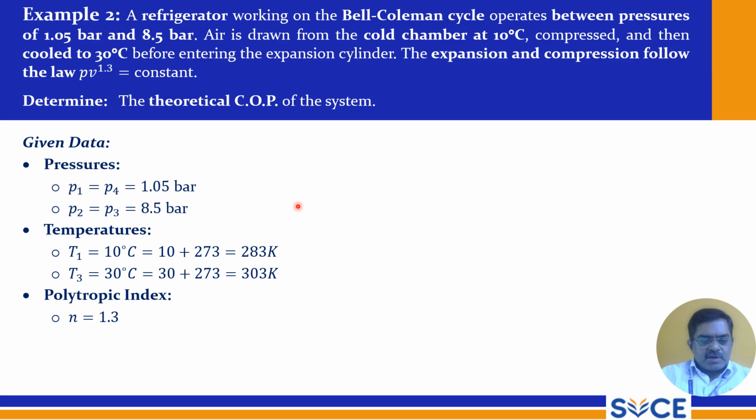So the given data are P1 equal to P4, that is 1.05, P2 equal to P3, that is 8.5 bar, T1 equal to 10 degrees Celsius equal to 283 Kelvin, and T3 equal to 30 degrees Celsius, that is equal to 303 Kelvin. So polytropic index n equal to 1.3 is given. So PV to the power n, 1.3, equal to constant. So that is 1.3 given in the problem.